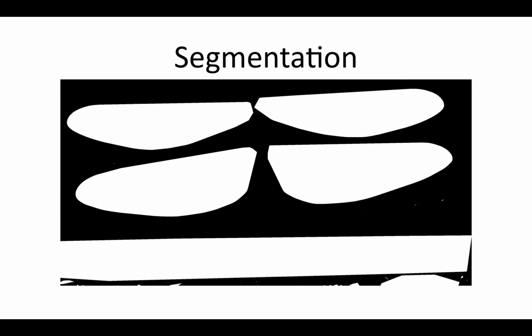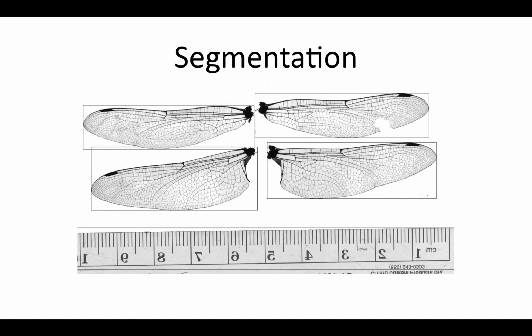Next, the convex hull of each wing is computed. This improves robustness by filling in any missing portions of the wing or ruler. This ensures that the entire portion of each is correctly extracted.